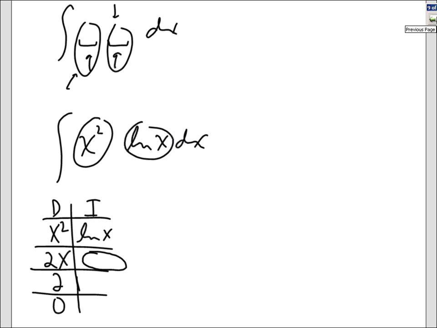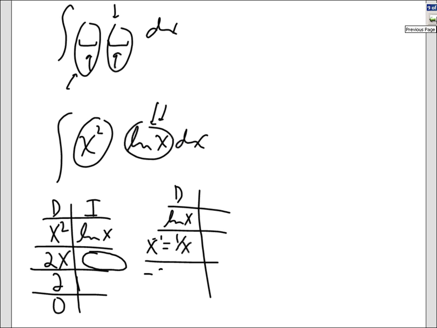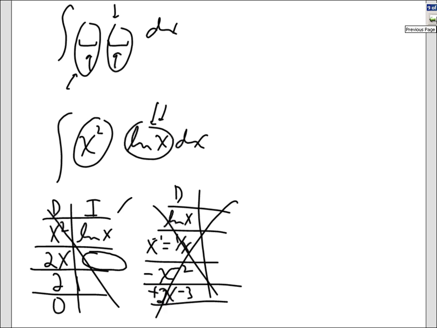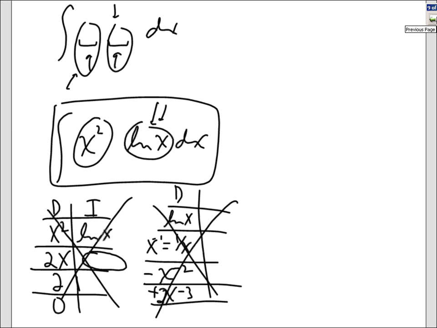Okay, well, maybe it still will. Maybe I'll differentiate that. So you have ln of x. The derivative of that is 1 over x, which is x to the negative 1. The derivative of that is negative x to the negative 2. The derivative of that is positive 2x to the negative 3. But you're never going to get to 0. This is not working. You'd have to integrate this by parts using the regular technique. It doesn't work with the shortcut method.